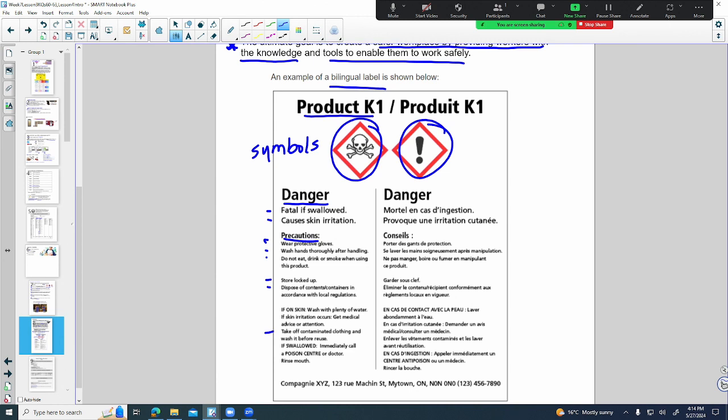If you get it on your clothing, you have to take off contaminated clothing and wash it before reuse. If swallowed, you have to immediately call a poison center or doctor, and you have to rinse your mouth. So that's an example of what might be on a product based on the legislation for WHMIS.